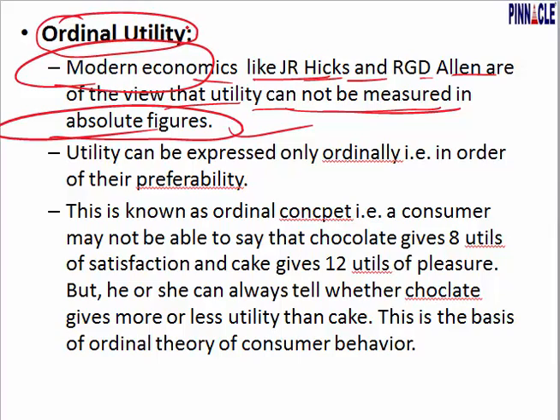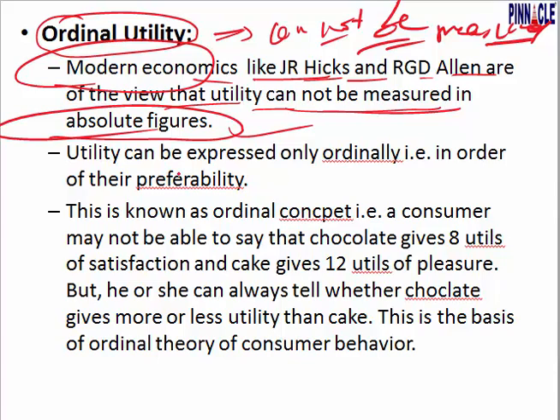Cardinal means that it can be measured. You can write here that ordinal utility cannot be measured. Utility can actually only be ordinal. It cannot be measured, but it can be expressed in order. For example, this tea is tastier than the earlier tea, more bitter than earlier, more sweet as compared to earlier. This is known as the ordinal concept.